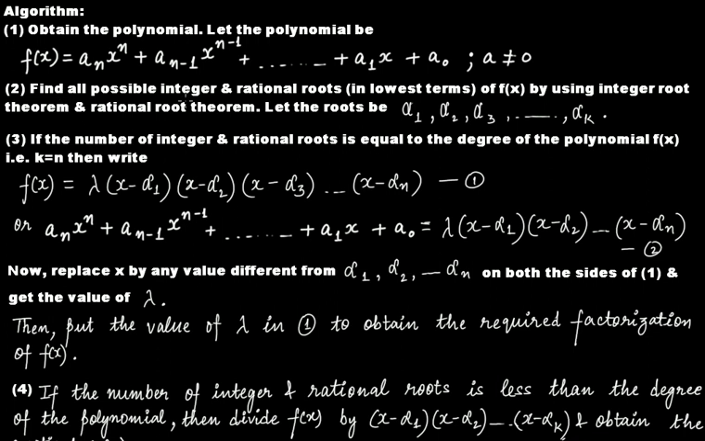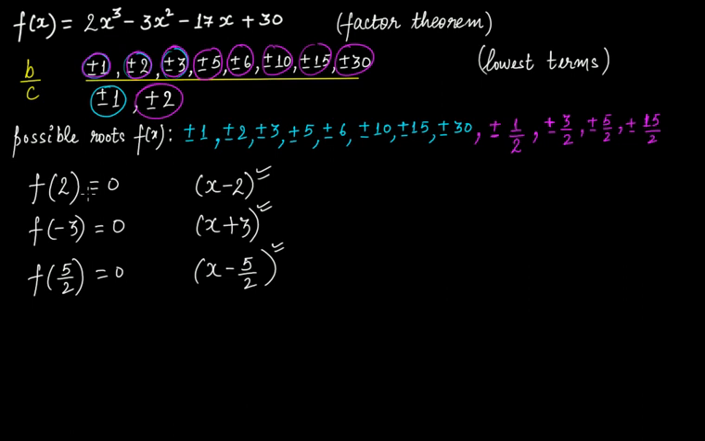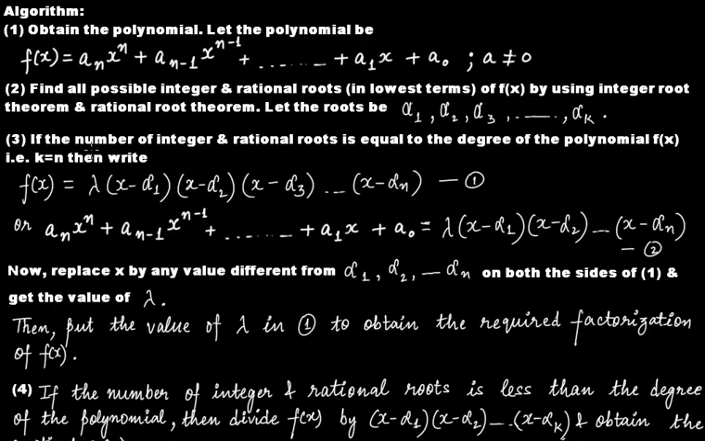Let the polynomial be like this. Now find all possible integer and rational roots in lowest terms of f(x) by using the integral root theorem and rational root theorem. That's what we discussed. And let the roots be alpha 1, alpha 2, alpha 3, and alpha k. In this case, we have our roots that are 2, minus 3 and 5/2. Now it's saying that if the number of integer and rational roots is equal to the degree of the polynomial f(x), that is k is equal to n.